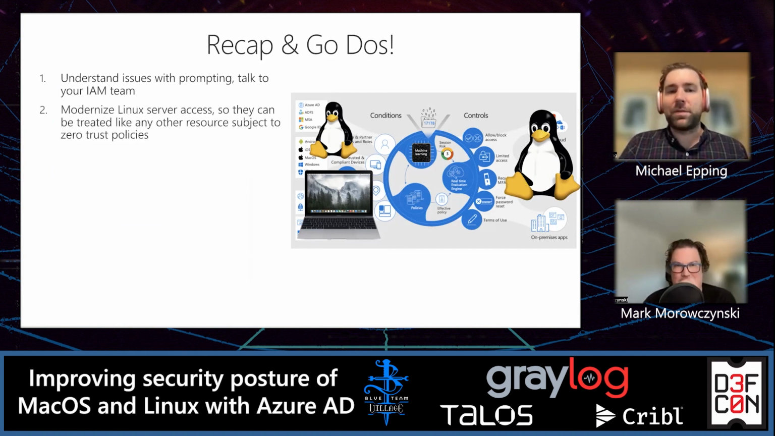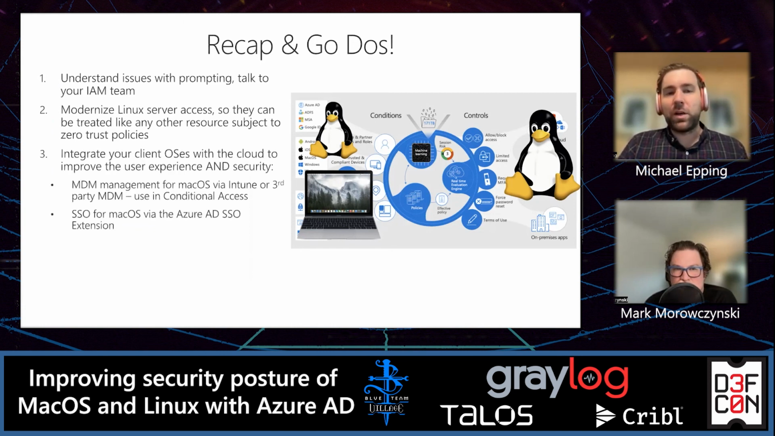Next, modernize your Linux server access so that they can be treated like any other resource subject to these conditional access zero trust policies. So start playing around and deploying the Linux server sign-in via SSH capability protected by CA. Integrate your client OSs with the cloud to improve user experience and security. On macOS, this means get your devices into MDM management. That can be via Intune or another third-party MDM so that you can use the device state in conditional access, and then deploy SSO. So we definitely want customers to be deploying the Azure AD SSO extension. And if you still have those on-prem Kerberos apps, think about modernizing with Apple's Kerberos SSO extension as well. Move away from that LDAP bind.